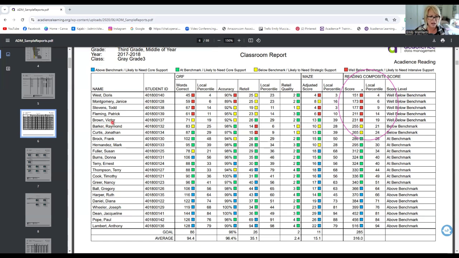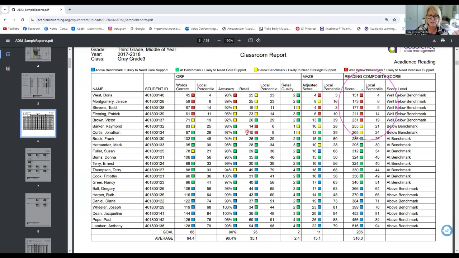So I'm looking here, and of course I need my glasses and didn't have those here. Let me see. I was looking at these seven kids, right? And I can see that Jonathan was at 265, yellow. He's in the green, which means he's at benchmark for fluency. He's also at benchmark, pretty high, for accuracy. So where was his deficit?